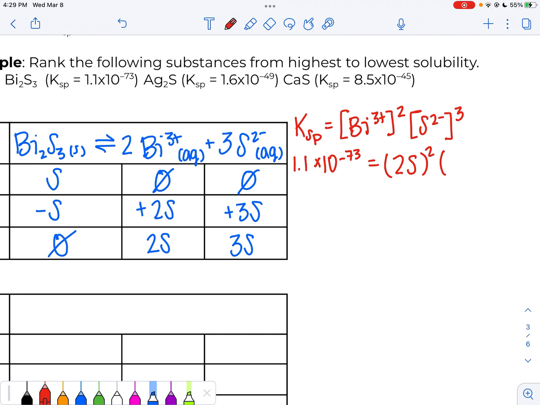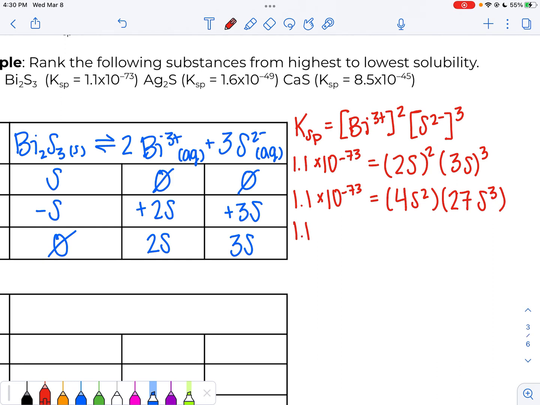So then for sulfide, we've got 3S that we're going to cube. All right, so bring this down, 1.1 times 10 to the negative 73rd. 2S squared is equal to 4S squared. 3S cubed is equal to 27S cubed. Okay, still multiplying things in. When you multiply variables with exponents, you can add the exponents together. So we have 4 times 27, which gets us 108. S squared times S cubed is going to get us S to the 5th.